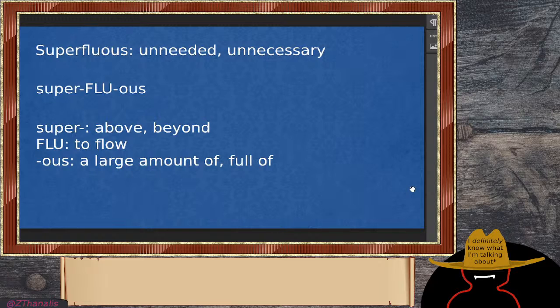And then ous is an adjective ending and means it's just a large amount or full of. In this case, something that is full of too much flowing, like if you were filling up a container with water or a pot and you don't stop and it's just overflowing over the top, well, whatever's overflowing the top is unneeded or unnecessary because it doesn't fit in the pot. So that's another example of how it's a bit of a metaphor, but less of a leap.